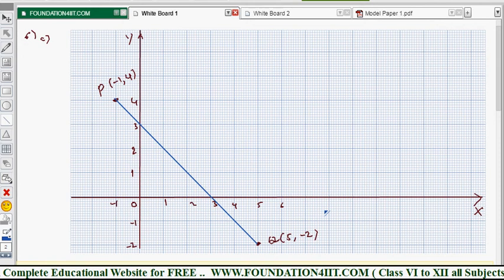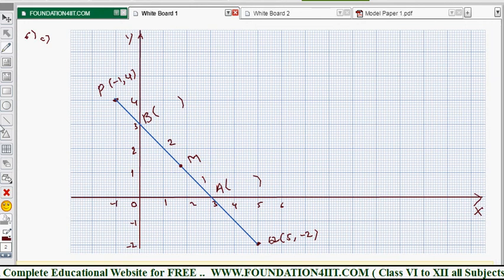This line intersects the coordinate axes at points A and B. So it's touching at A and B. By seeing the graph you should not take the values; you should solve the problem to find out the coordinates of A and B. And M is a point somewhere between A and B, dividing in the ratio 1 is to 2. So A to M and B to M, 1 is to 2 ratio.